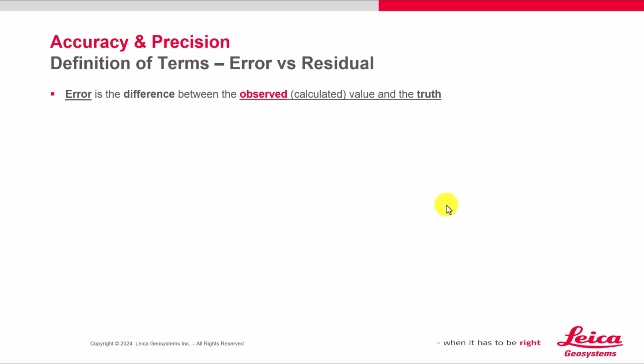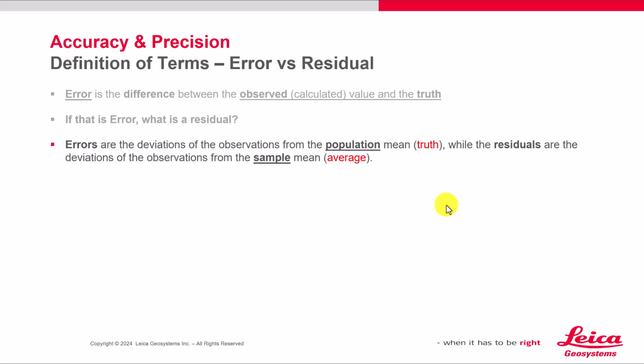Now, error and residual gets a little complicated, so bear with me here. But error is the difference between the observed calculated value and the truth. We just covered that, right? If that's error, then what is a residual? Errors are the deviations of the observations from the population mean, otherwise known as the truth, while the residuals are the deviations of the observations from the sample mean average. So basically, the errors are from the population and residuals are from the sample. Now, we will most likely and most commonly be using residuals because we only have a sample on our measurements. We never really have the population.